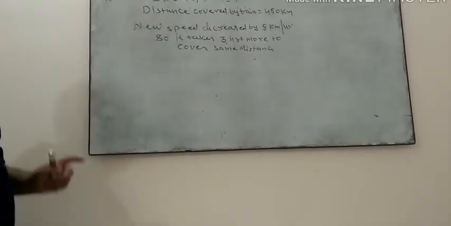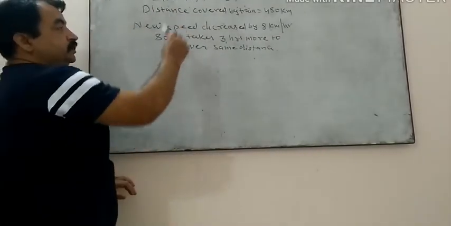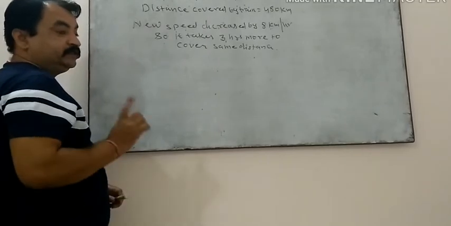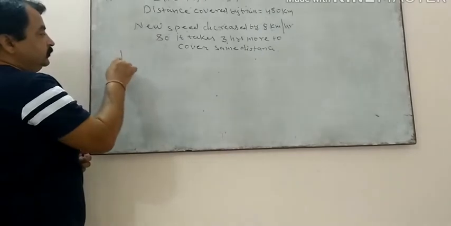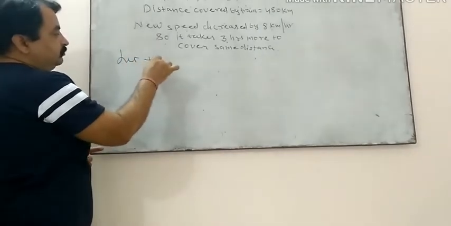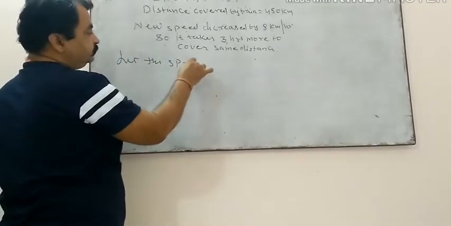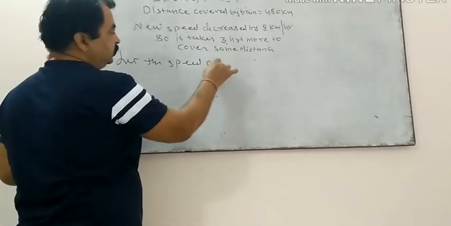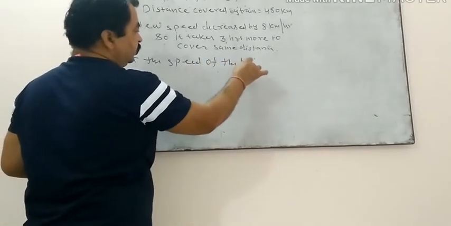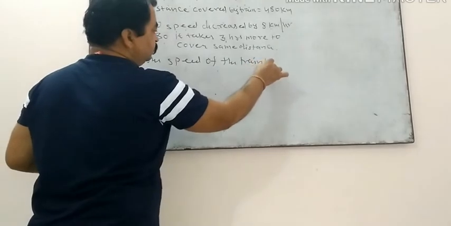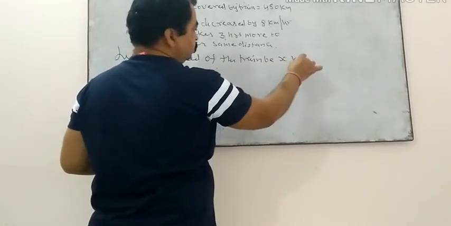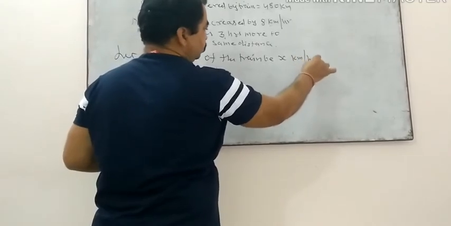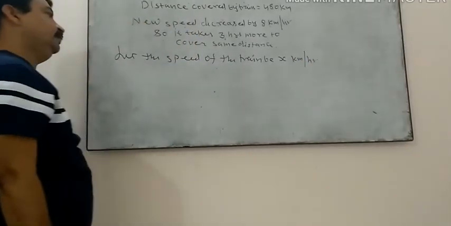See, children, here we don't know the original speed of the train, right? So first we assume the speed of the train. So let the speed of the train be x, of course train speed kilometer per hour. Okay.